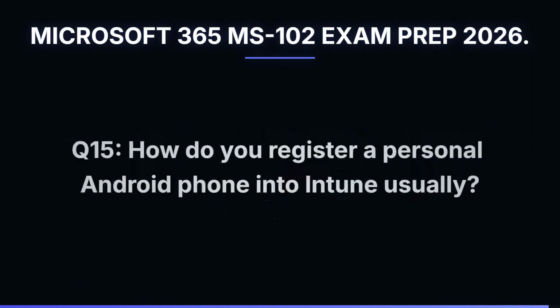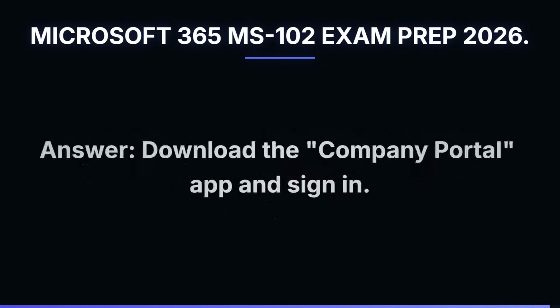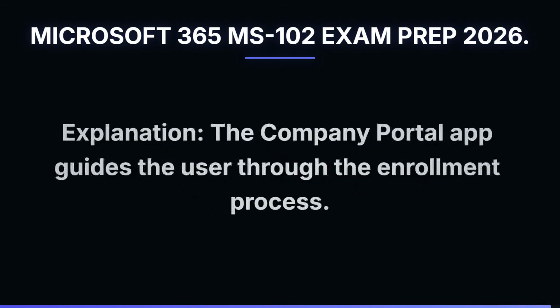Q15. How do you register a personal Android phone into Intune usually? Answer: download the company portal app and sign in. Explanation: the company portal app guides the user through the enrollment process.